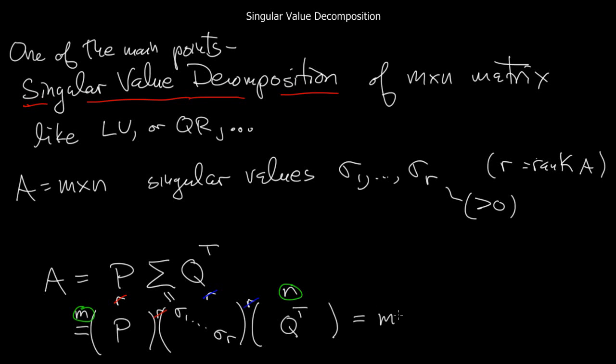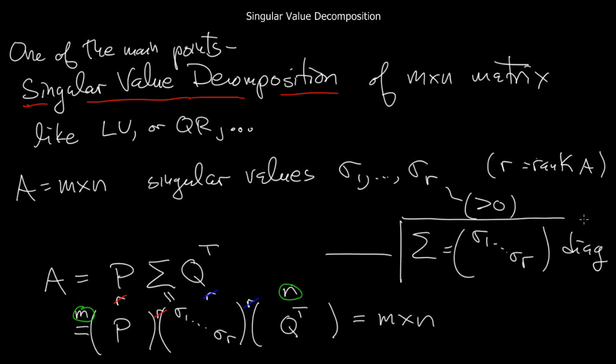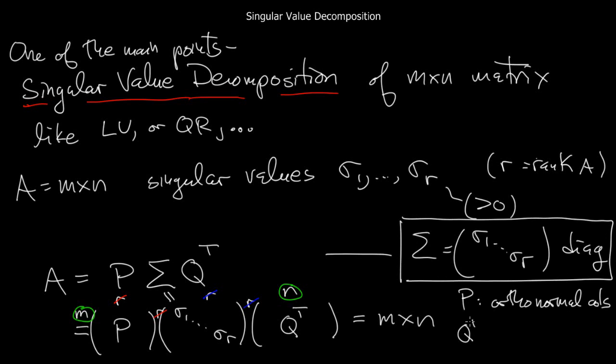All right, so this is the decomposition, and I have more to say about P and Q on the next slide that's coming up. So this sigma, as I said, is this diagonal guy. And P has orthonormal columns, and Q transpose has orthonormal rows. Okay, I had to kind of squeeze that in there. I'll say it again on the next slide. But that's the singular value decomposition.